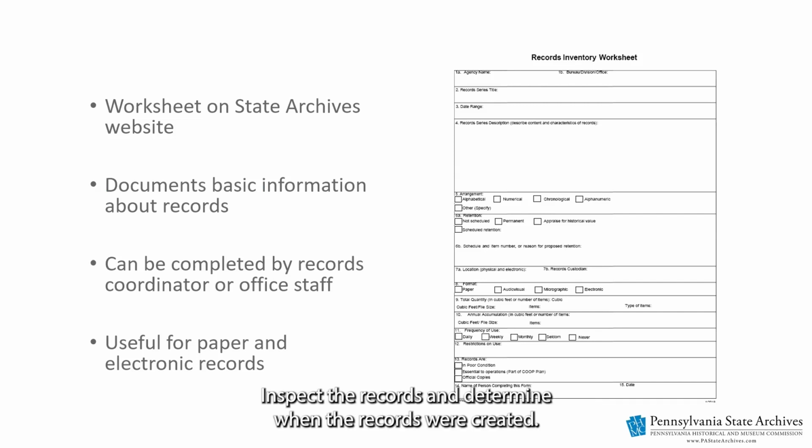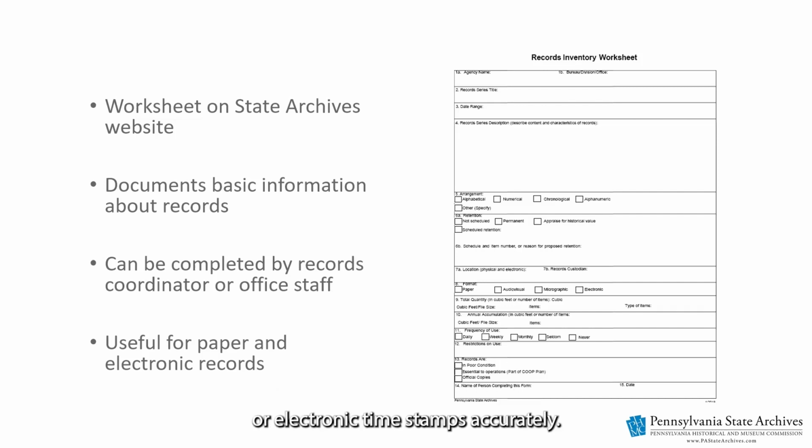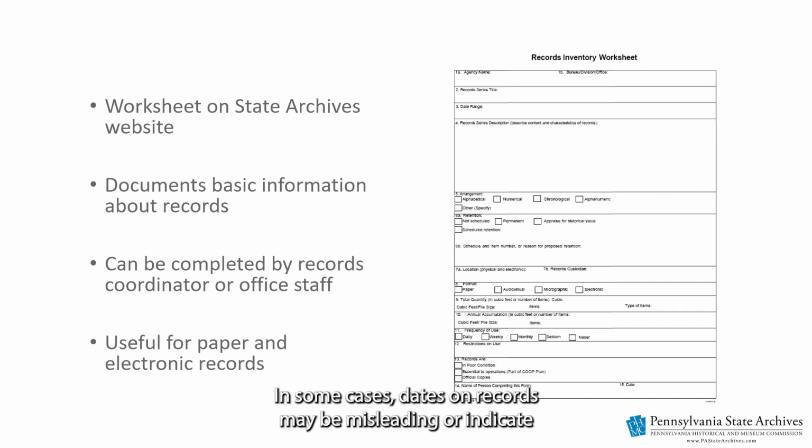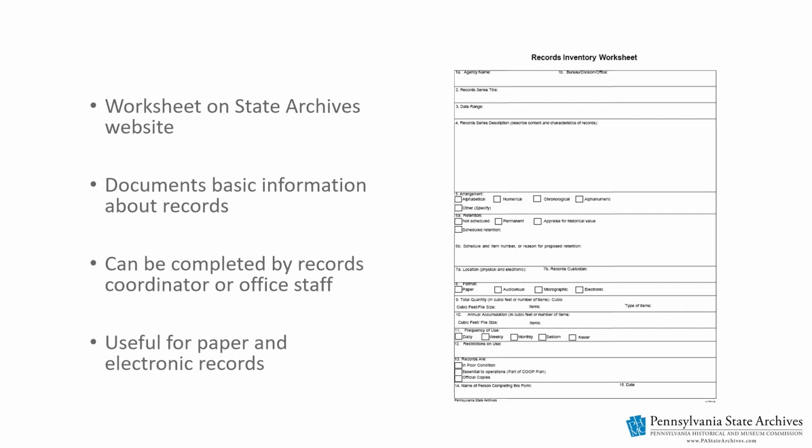Date range. Inspect the records and determine when the records were created. Be sure to verify that any dates written on container labels or electronic timestamps accurately tell you when records were actually created. In some cases, dates on records may be misleading or indicate when a record was last modified and not when it was actually created.